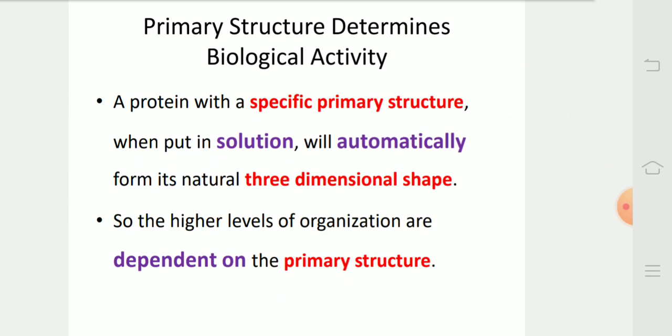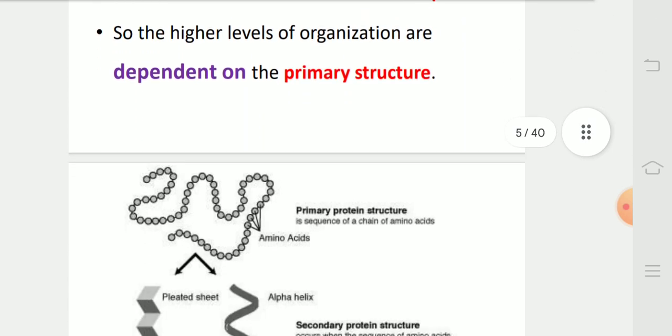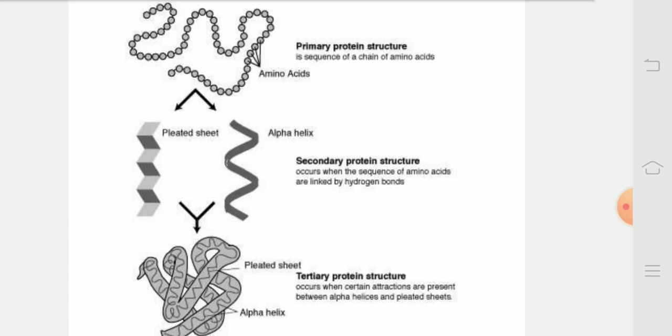The primary structure determines biological activity. A protein with a specific primary structure, when put into a solution, will automatically form its three-dimensional shape. The higher levels of organization are dependent on the primary structure. In this diagram, we can see that tertiary protein structure is dependent on primary protein structure.